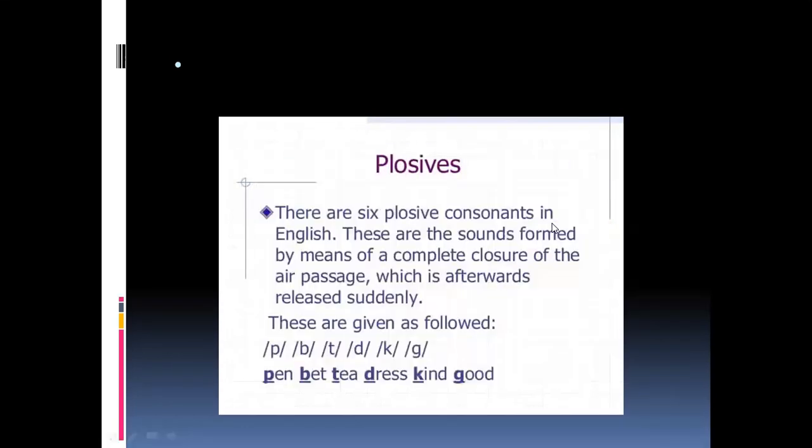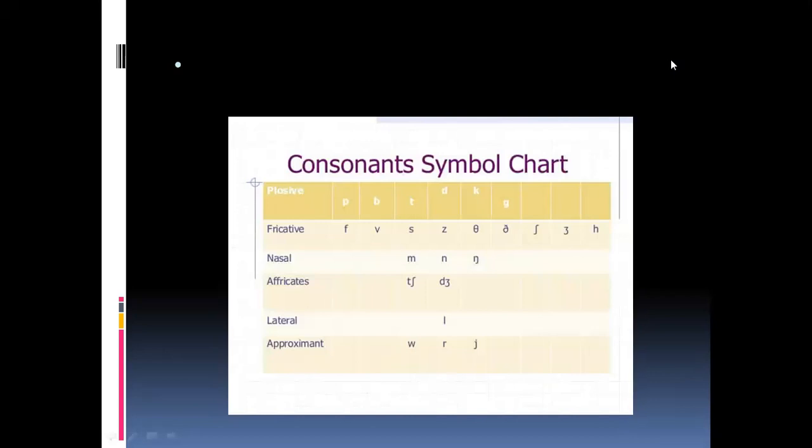Now, we can see this through the consonant symbol chart here. Here is a consonant symbol chart. We can see plosive, fricative, nasal, affricate, lateral, approximant. Plosives: pa, ba, ta, da, ka, ga. These are the plosive consonant sounds. And next one is fricative. In the fricatives, that is fa, va, tha, dha, sa, za, sha, zha, ha. That is the fricative sounds here.